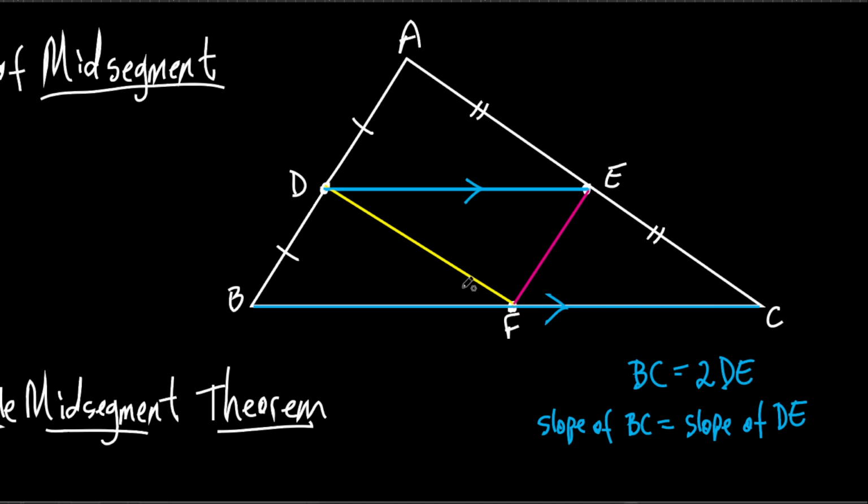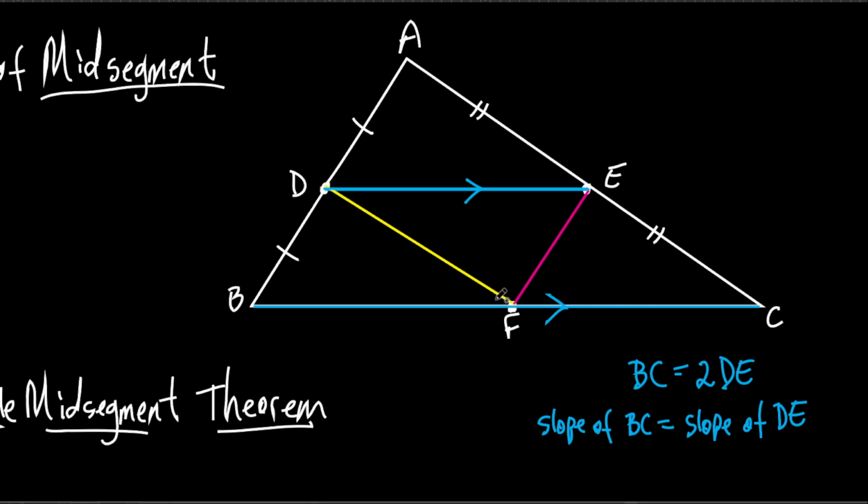What do you think you're going to compare DF to? It connected the midpoint of these 2 sides. So what's the third side? FE is not the third side of the triangle. Look, DF connected the midpoint of this side, and it connected the midpoint of this side. What's the third side then? AC. So tell me something about the length of DF compared to the length of AC.